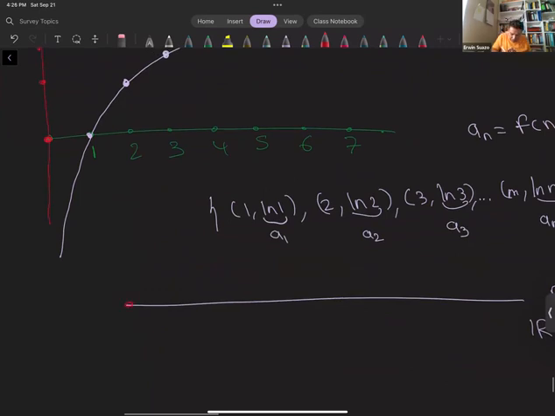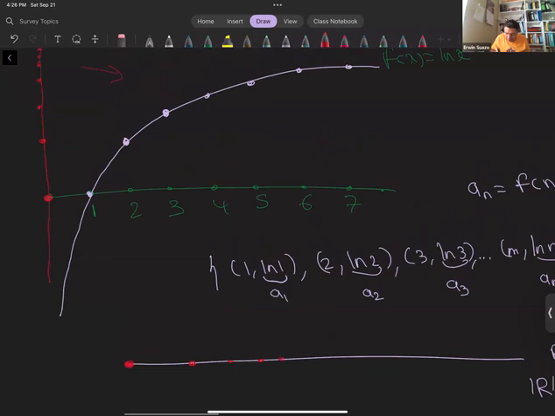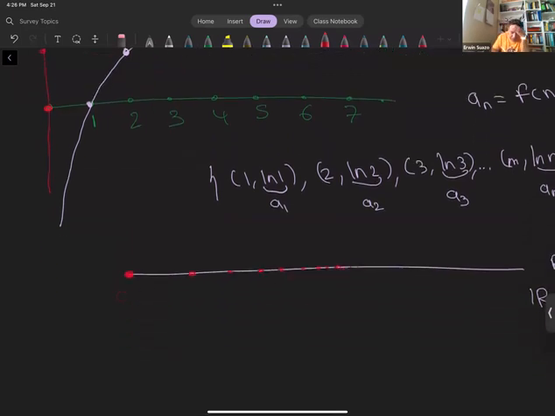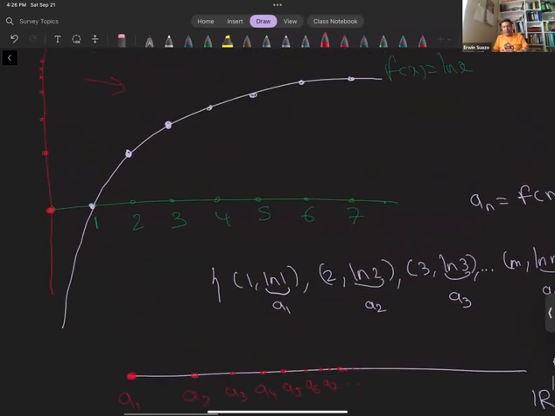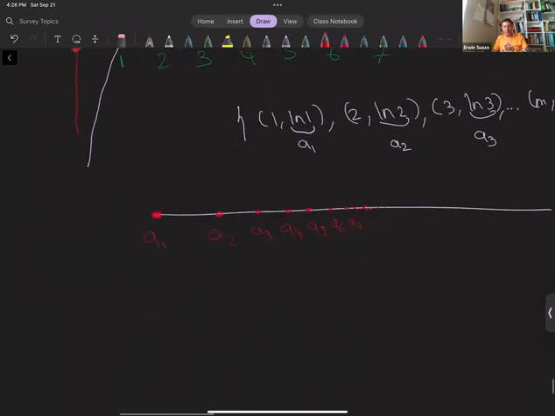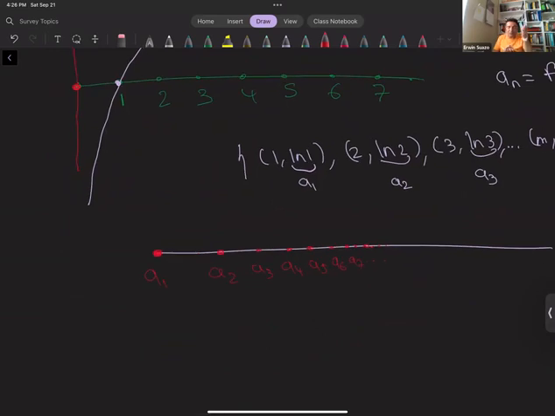So I got ln of 1 is 0, ln of 2, ln of 3, ln of 4, ln of 5, ln of 6, ln of 7, ln of 8, ln of 9. So you see, it starts moving slower. So this is A1, A2, A3, A4, A5, A6, A7, and so on. Okay? Something you can see, because we're going to talk about the limits, right?